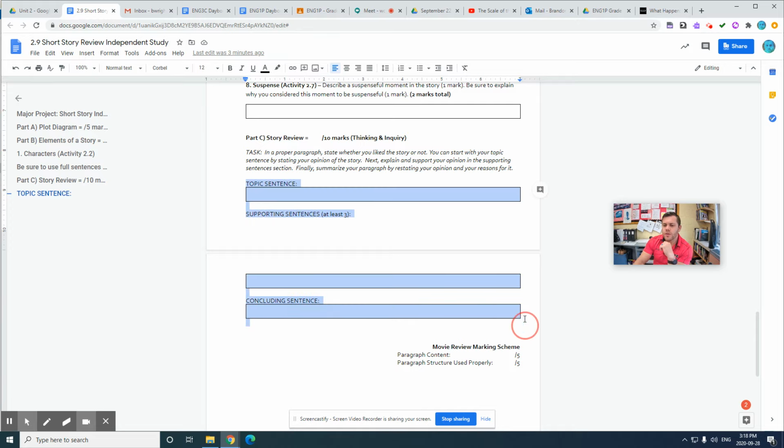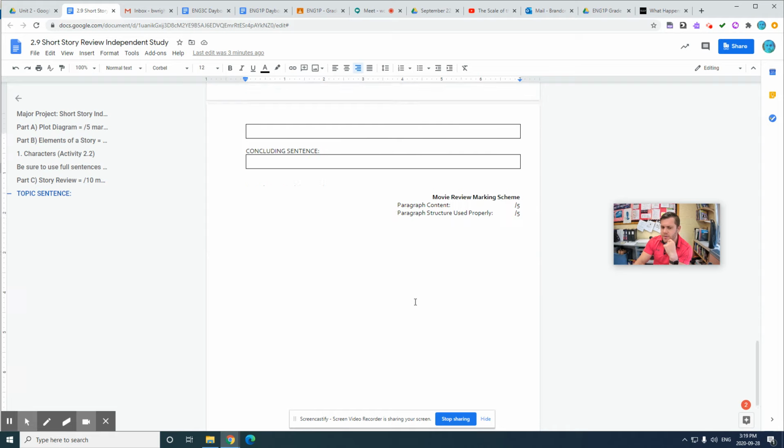Your paragraph can be written in this area right here, and you get 5 marks for content, so what you write. And then finally, have you written your topic sentence, supporting sentences, and concluding sentences properly? And you get another 5 marks for that.